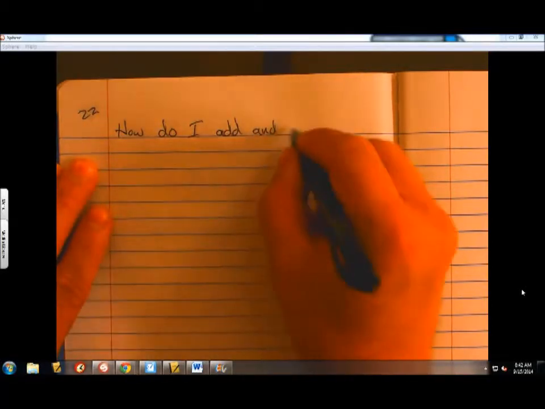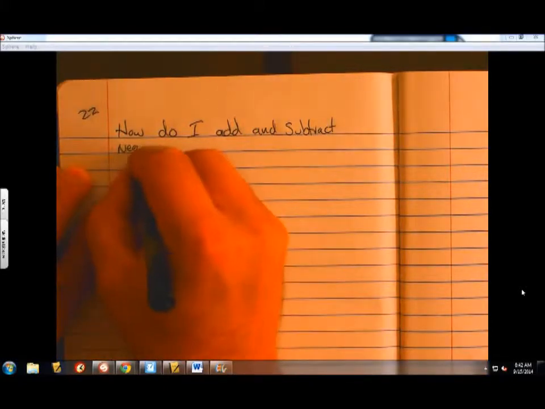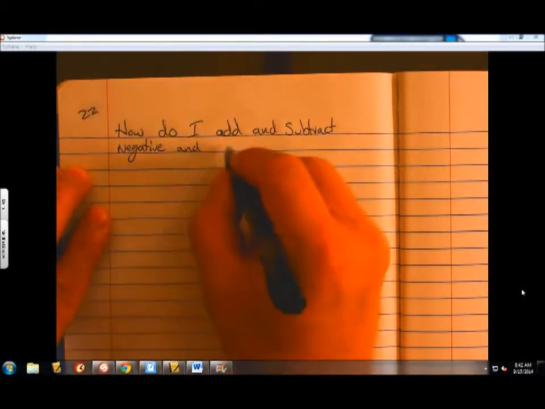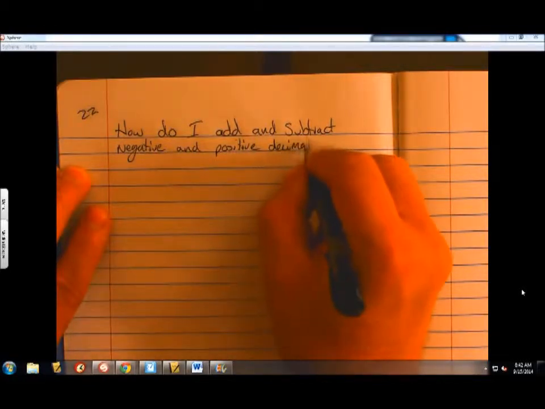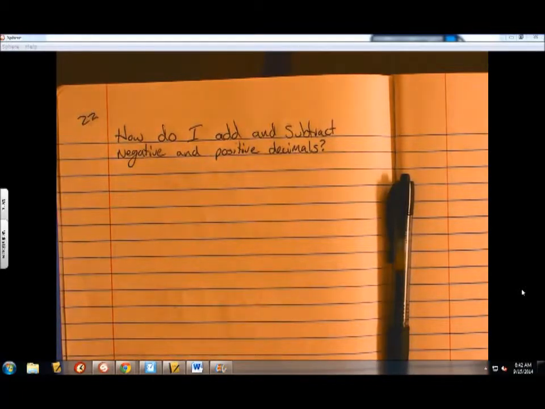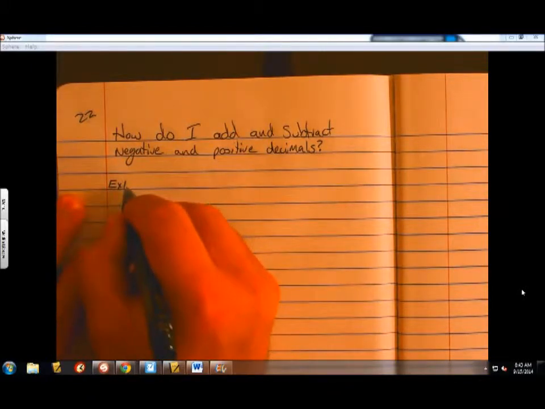I know that in the past we have done adding and subtracting decimals, but we do have to include our integer rules now whenever we're adding and subtracting decimals. So it's negative and positive decimals. We are going to have 4 examples. So let's make sure to write those down.